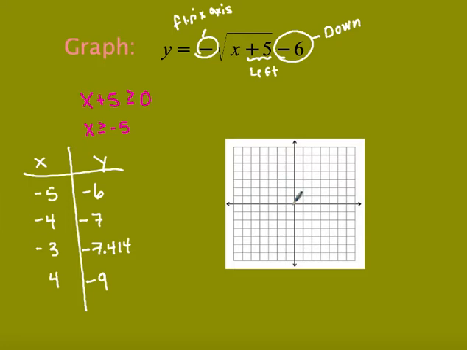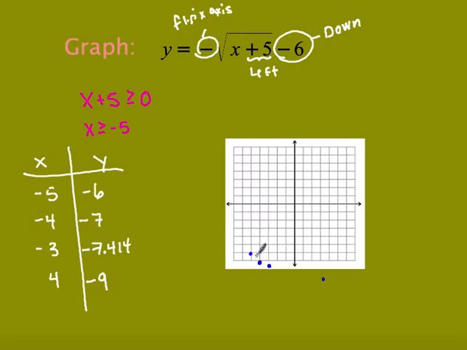So I'm going to plot my -5, 1, 2, 3, 4, 5, 1, 2, 3, 4, 5, 6, -4, 1, 2, 3, 4, 1, 2, 3, 4, 5, 6, 7. -3 is going to go to -7.414. And positive 4, 1, 2, 3, 4 is going to take me to -9. It's going to take me off that page over here.